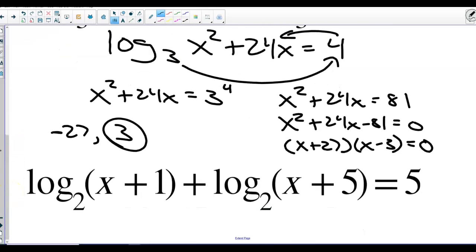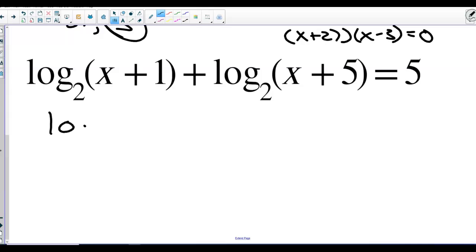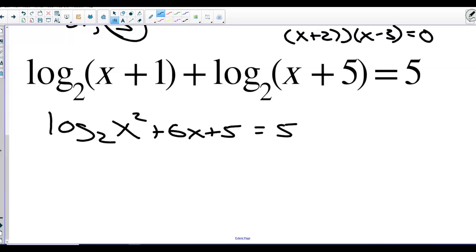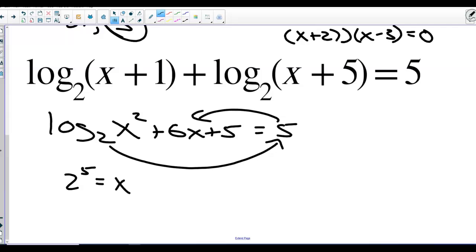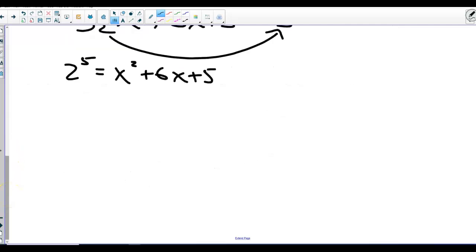Second one, same deal. Log base 2, I'm multiplying here. X squared plus 6x plus 5. That's x plus 1 times x plus 5 FOILed out. Equals 5. So it becomes log base 2, oops, I need to write that again, sorry about that. 2 to the 5th equals this. So 2 to the 5th equals x squared plus 6x plus 5. I'm going to change that 2 to the 5th to 32. 32 equals x squared plus 6x plus 5.